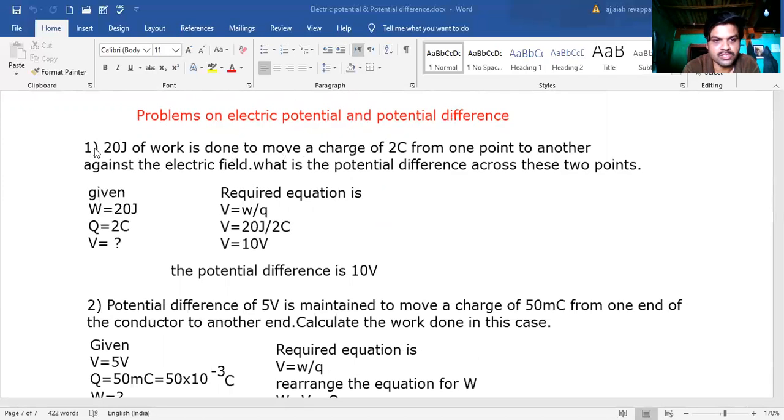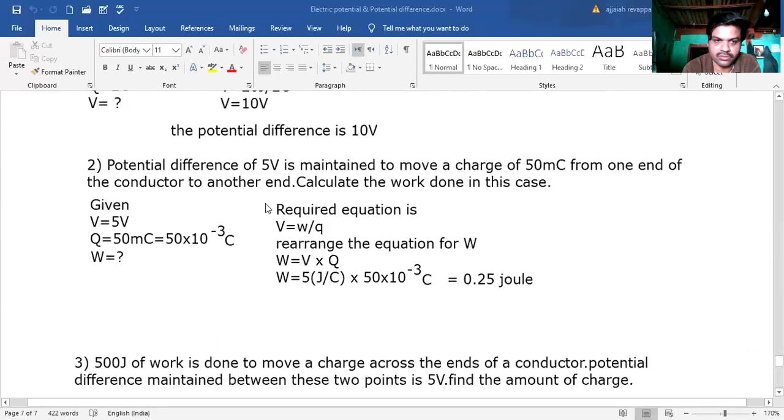Try to solve. First one: 20 joule of work is done to move a charge of 2 coulomb from one point to another against the electric field. What is the potential difference across these 2 points? Again, list out what is given. Work done is given, 20 joule. Charge is given, 2 coulomb. What we are supposed to find is the potential difference. Write down the required equation, V is equal to W by Q. Substitute the values. Work done is 20 joule, charge is 2 coulomb. 20 by 2 is 10 volt. The potential difference is 10 volt.